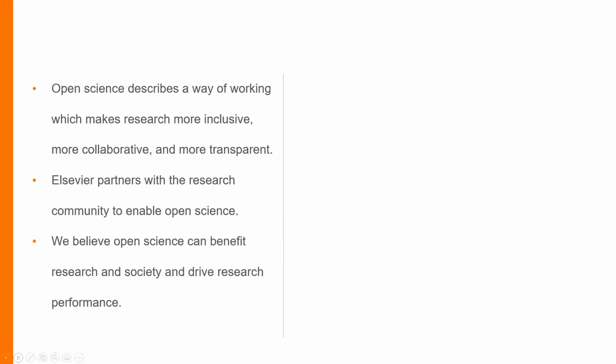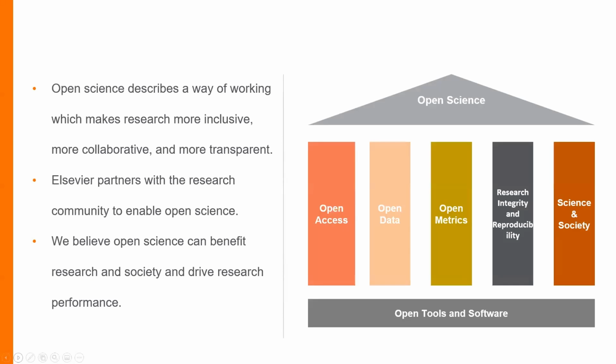And this is because we believe that open science can benefit researchers, but also it can benefit society and drive research performance. On my slide on the right, you can see that open science is like an umbrella for different other ideas. Those are ideas for how we can implement open science in practice. So we have here open access, open data, open metrics. We have research integrity, reproducibility, and science and society.